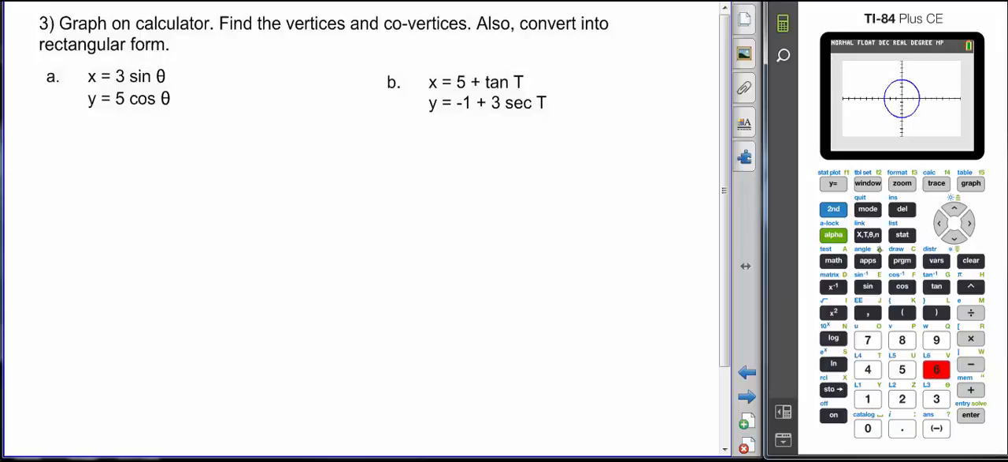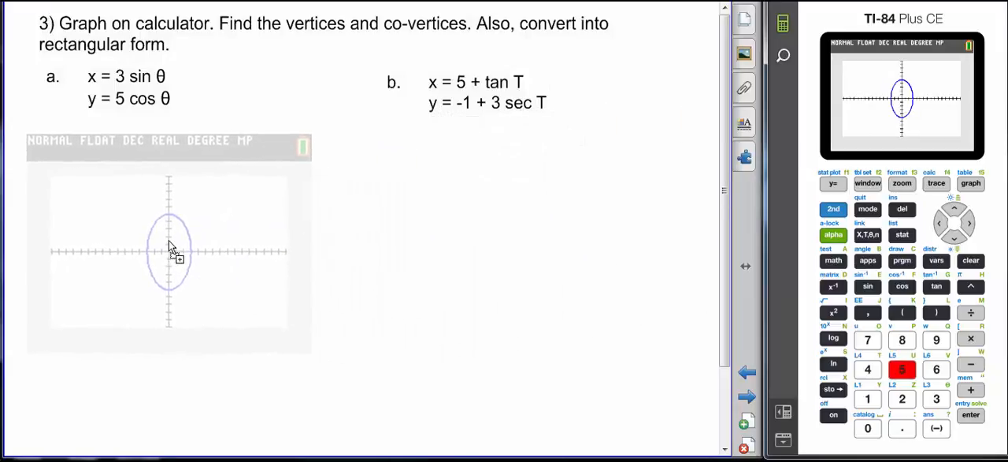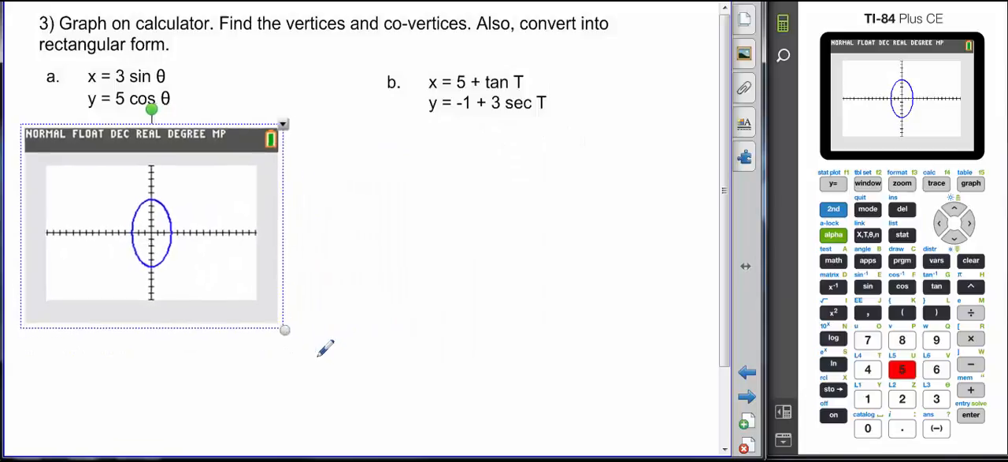Now, the only thing I don't love about this, when I look at that graph right there, that looks a whole lot like a circle, doesn't it? But let's do one thing. Let's zoom square this thing. So option 5. And oh, we could have been tricked pretty easily, couldn't we? That is definitely not a circle.